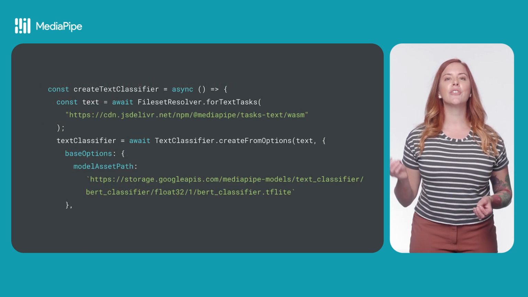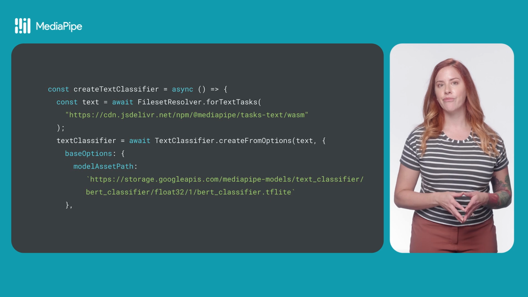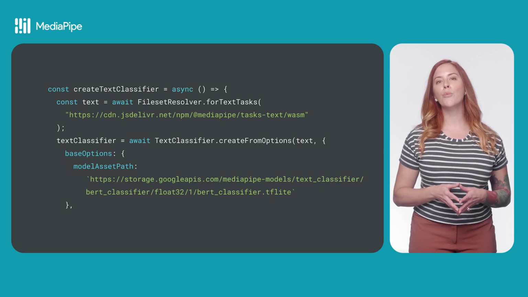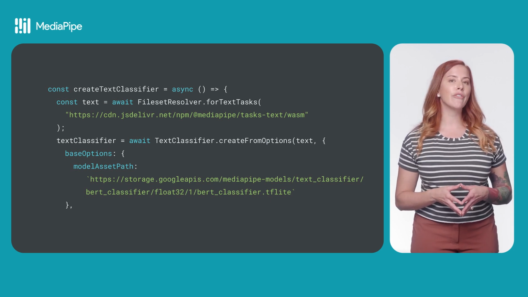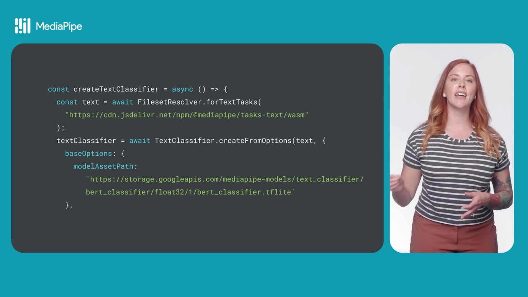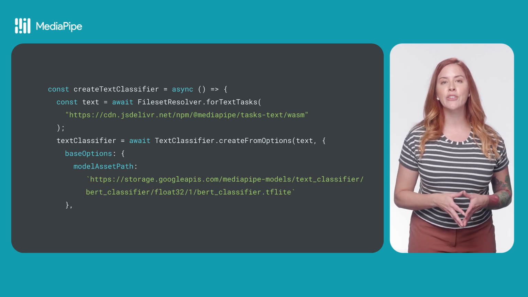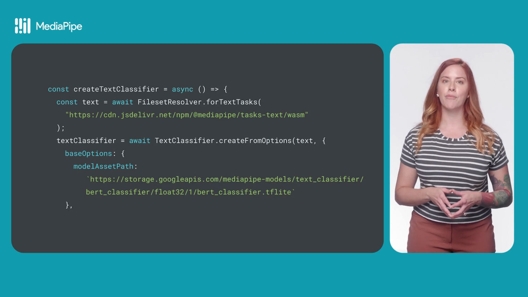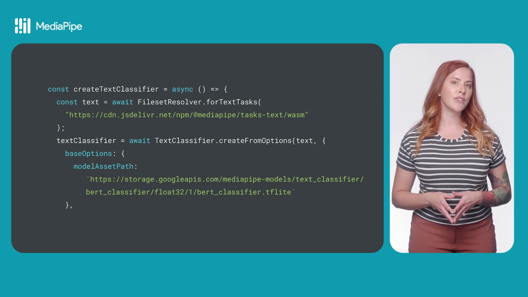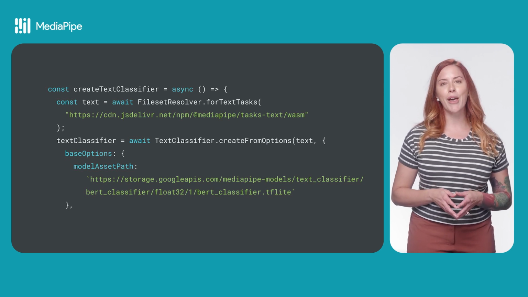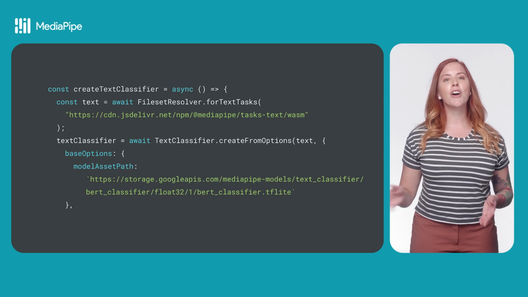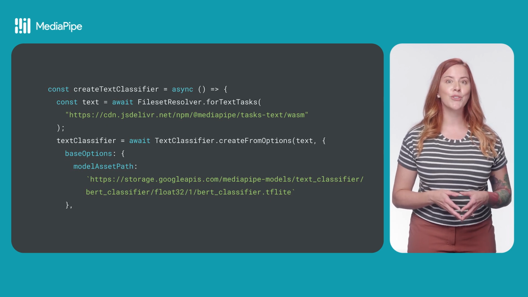Here we have a function, createTextClassifier. First, we configure our WASM binary loading using the FileSetResolver for text task method. WebAssembly, or WASM, is a binary instruction format for a stack-based VM. You don't need to understand WASM to use MediaPipe solutions for the web. Just know that WASM allows non-web-based code to run on the web.